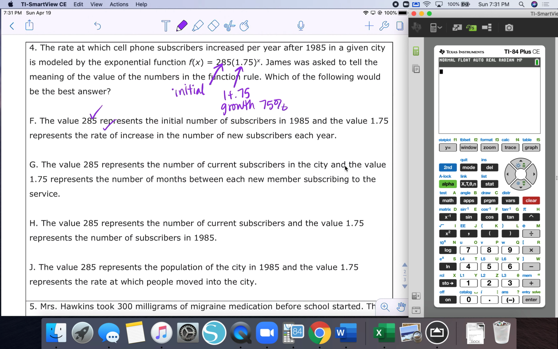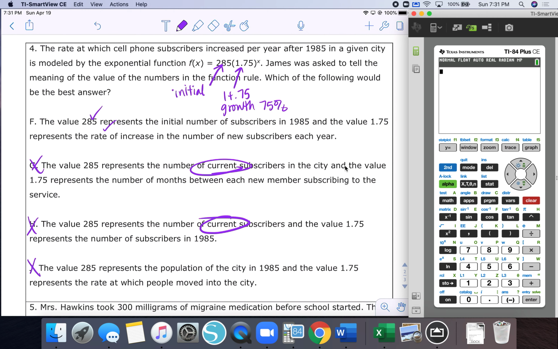Yeah, new subscribers. So 285 is the current subscribers. Well, no, it's not current. It's what you started with. So that would also mark out H. 285 is the population in 1985. Well, no, that's not right because these things are representing the cell phone subscribers, so it's not the population, so that would definitely be F.